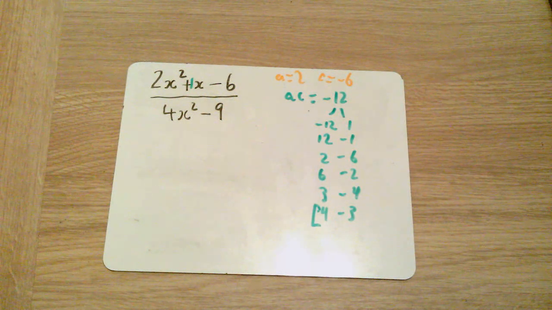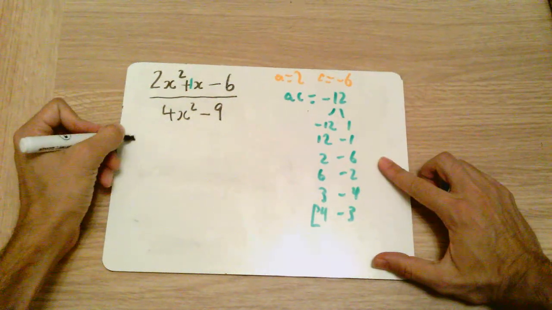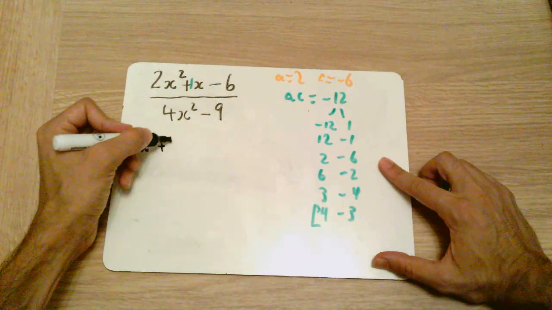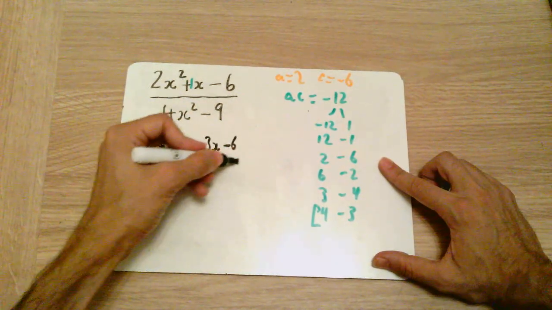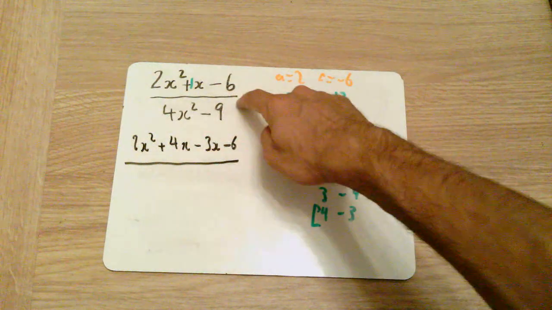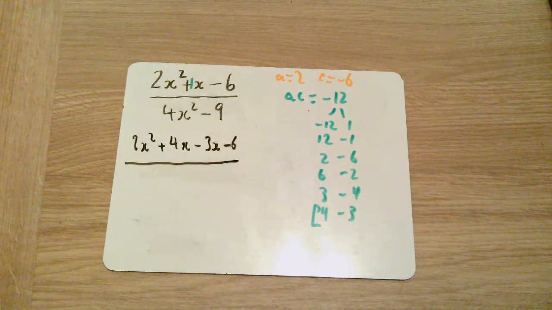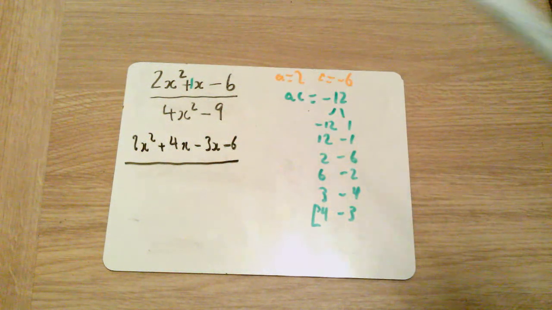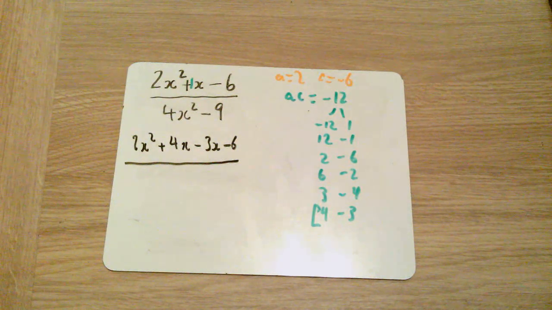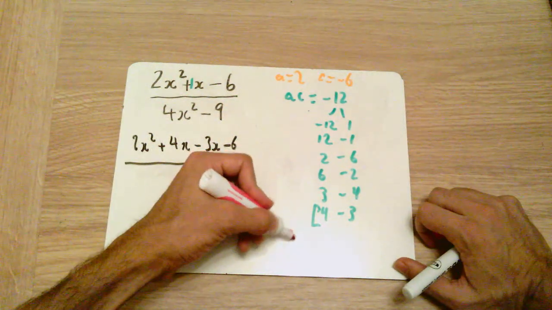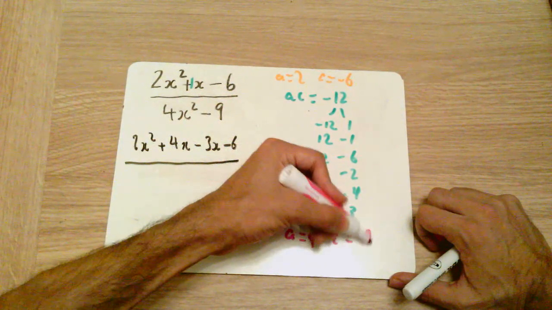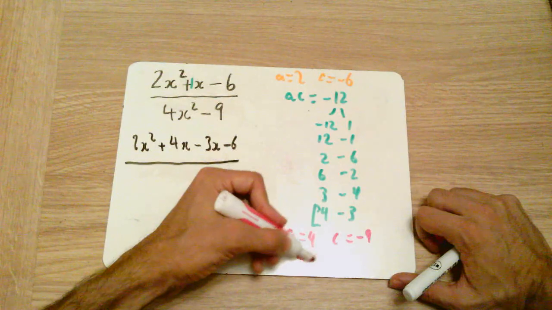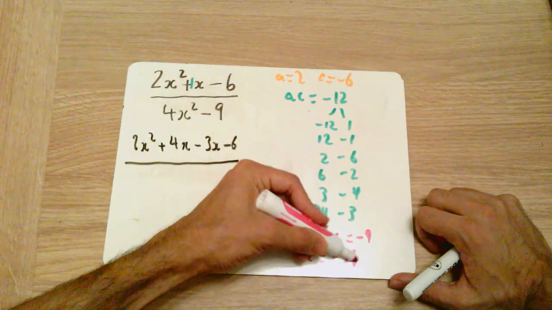So I'm going to do this by the long-winded way, by the longer method, where we get 2x squared plus 4x minus 3x minus 6. And on the bottom, 4x squared minus 9. Now you'll notice there is no x term in the middle for that. So if we have that, actually a in this case is 4 and c is minus 9. So AC in this case is equal to minus 36.